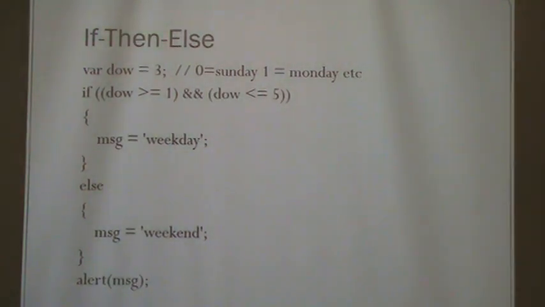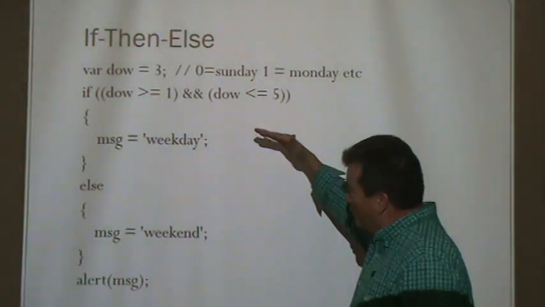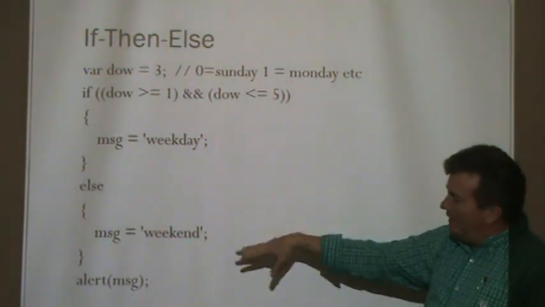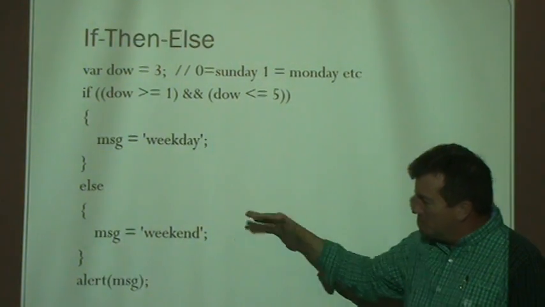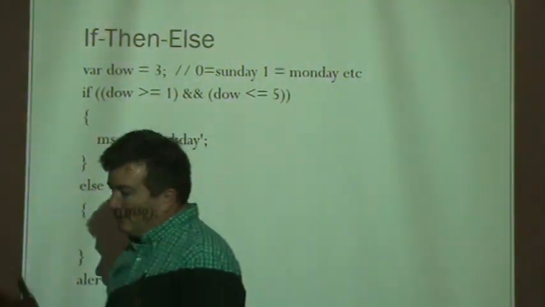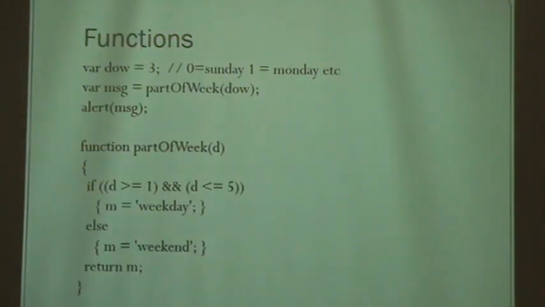Okay, so it would be nicer if we had something a little more broken out. If it's between 1 and 5, it's a weekday. If it's 0 or 6, it's the weekend. And if it's anything else, we don't know what it is. Invalid day, something to that effect.